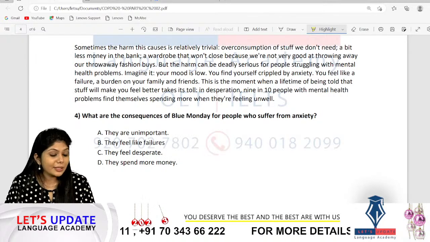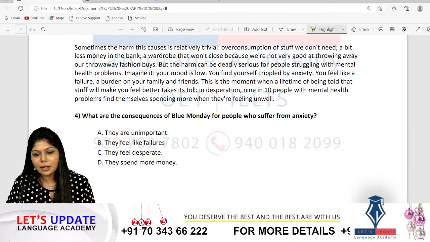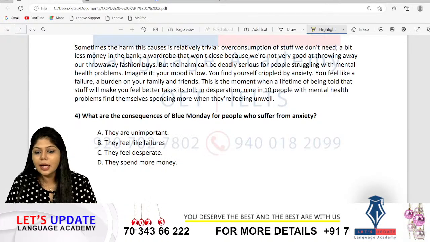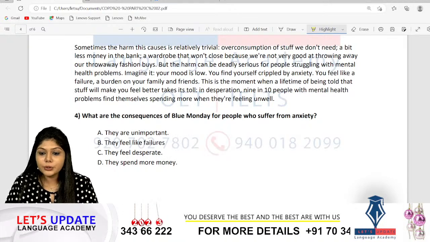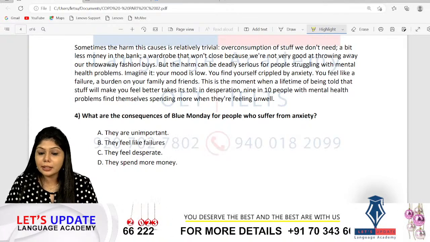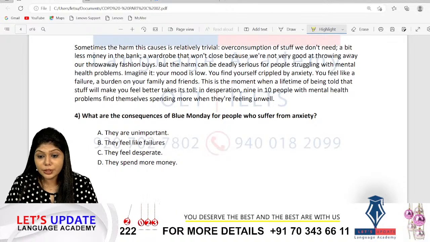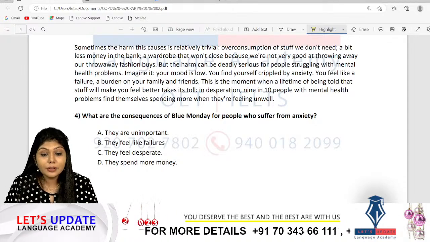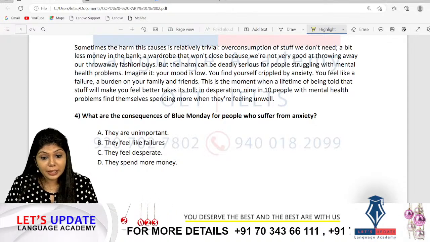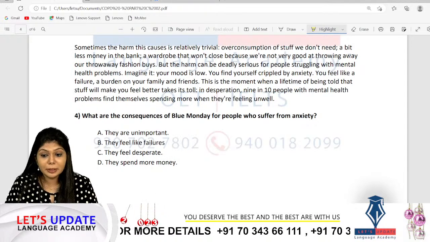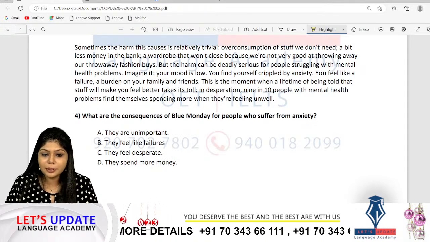Okay, so now let's read the paragraph together. Sometimes the harm this causes is relatively trivial. Overconsumption of stuff we don't need. A bit less money in the bank, a wardrobe that won't close because we are not very good at throwing away our throwaway fashion buys, but the harm can be deadly serious for people struggling with mental health problems.